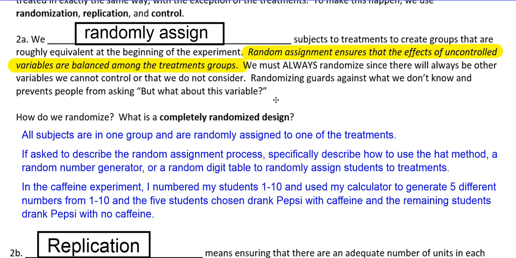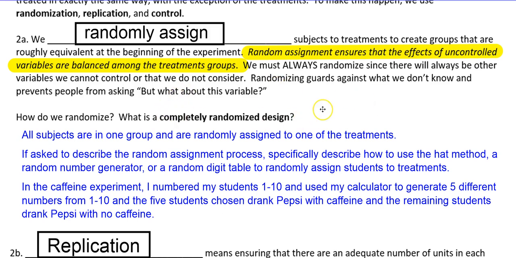How do we randomize? We randomize by the ways we've done with the sampling. For random assignment, we use a hat method, we use a random number generator, we use a random digit table, or something along one of those methods. Now notice, we are not randomly selecting a sample. We don't do any sampling in an experiment. Usually experiments with people involve volunteers. We randomly assign our subjects to treatments. That's where randomization comes in an experiment.